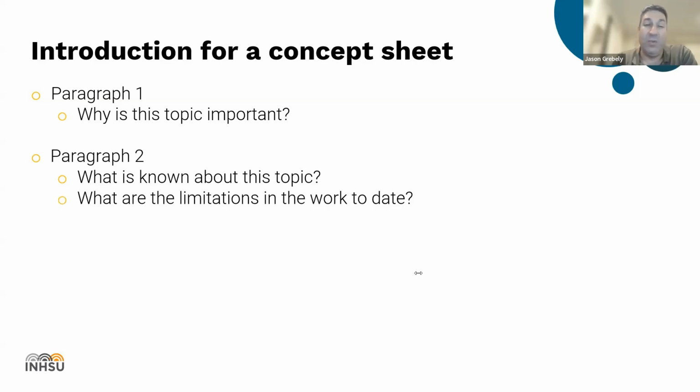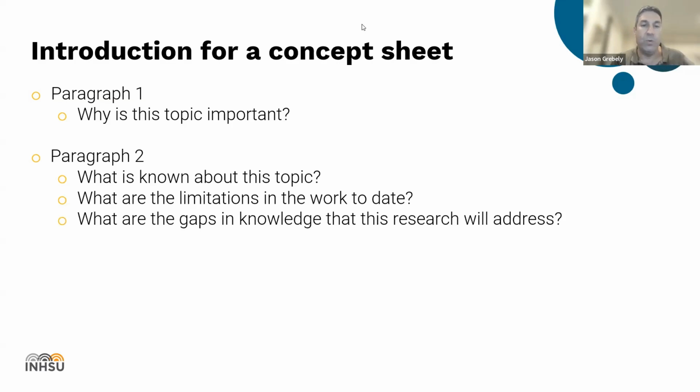You want to maybe touch on what are the limitations of the work to date. So, okay, this is what we know about point of care testing, but there aren't any studies that have looked at this, or the limitations of the studies is that they've been single center, small sample sizes, blah blah blah. You're foreshadowing why your piece is going to add to the literature in this regard. So what are the gaps in the knowledge that this research will address? Paragraph two could actually be two paragraphs, but again, you're keeping it short.